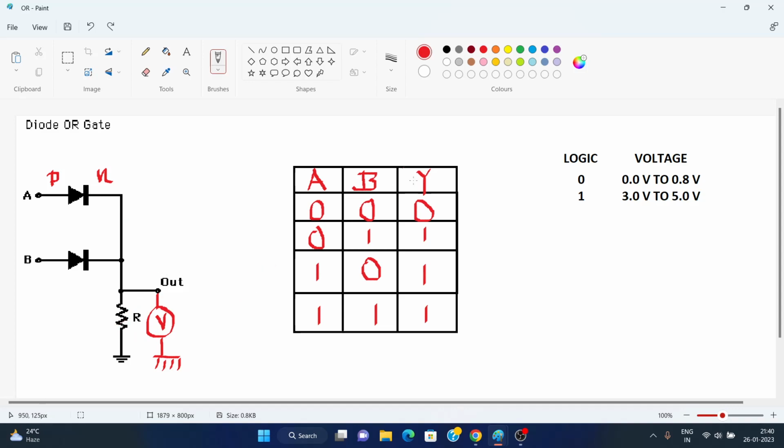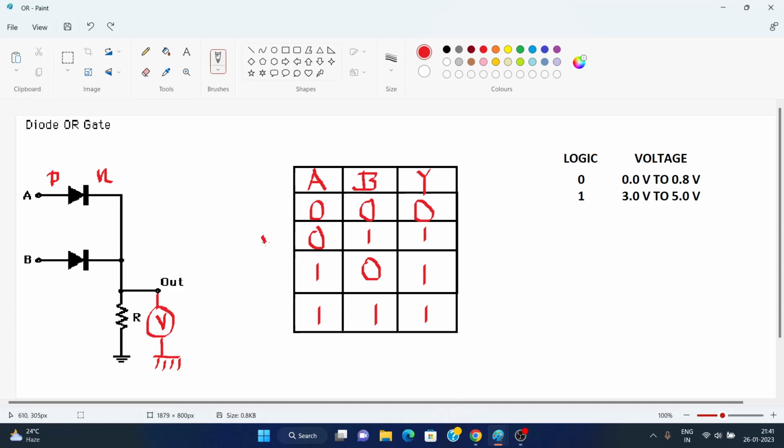Now here are some rules. For logic 0 we get voltage 0 volt to 0.8 volt. For logic 1 we get voltage 3 volt to 5 volt. And for the first row, when A and B both are 0, no current passes through this circuit and the output we get is 0, inevitably 0.